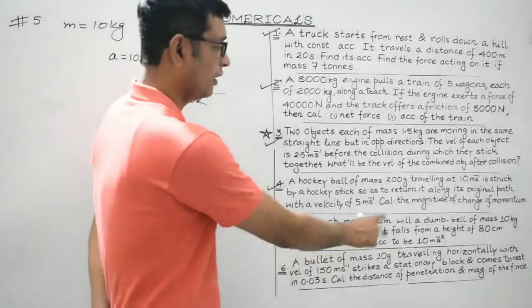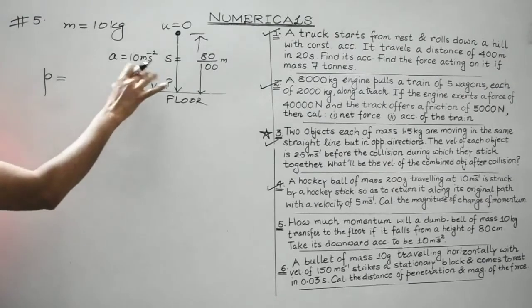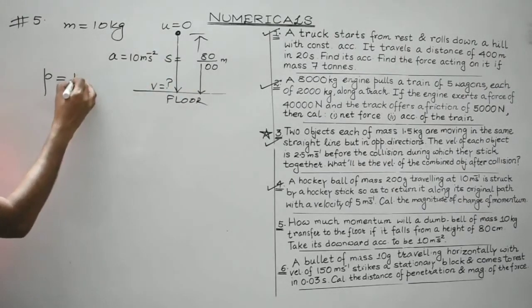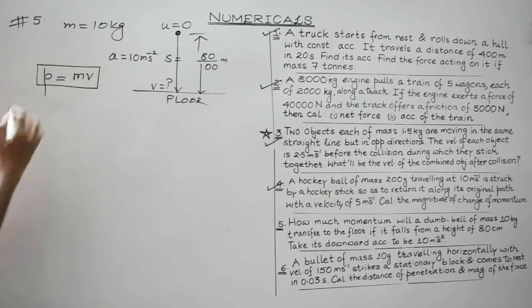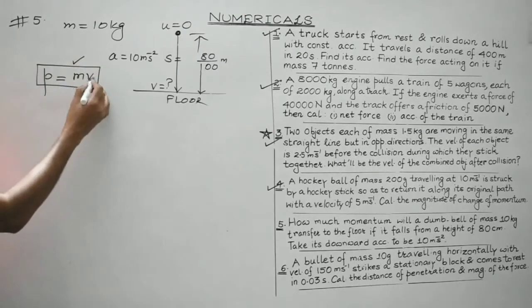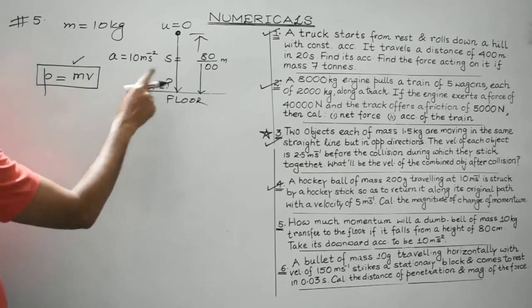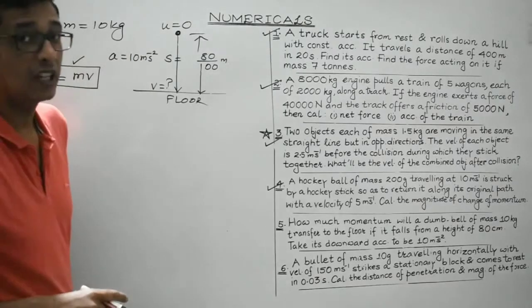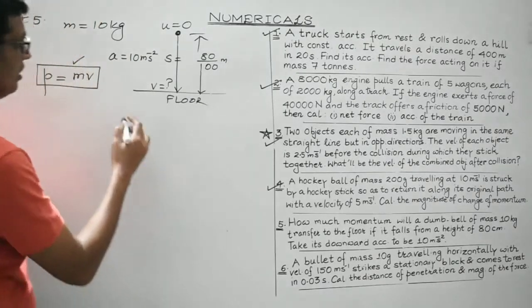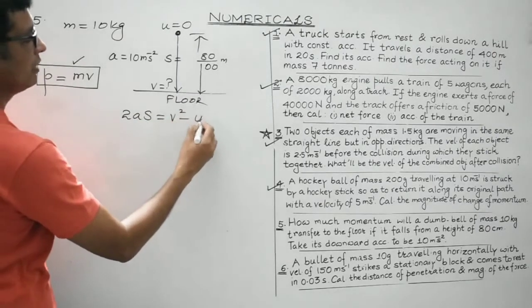We are supposed to find the momentum. What is momentum basically? The momentum that it will transfer to the floor will be mass multiplied with the velocity with which it will strike the floor. Mass is known to us, final velocity is to be determined. So s is given, u is given, a is given, so we can make use of the third equation of motion. Using the third equation of motion we get 2as equal to v square minus u square.